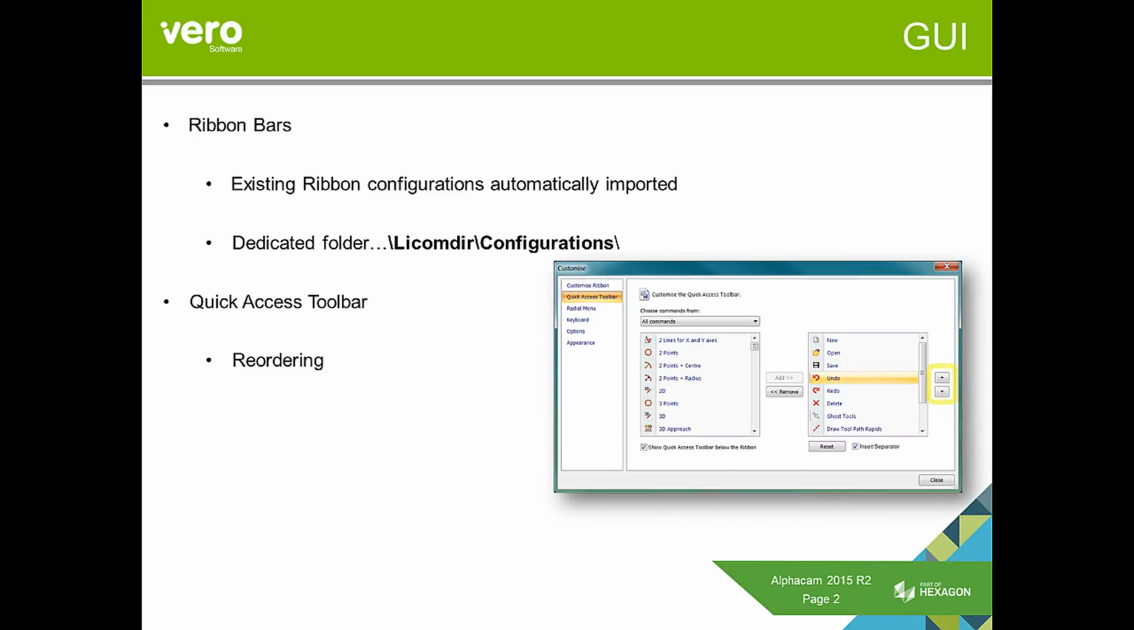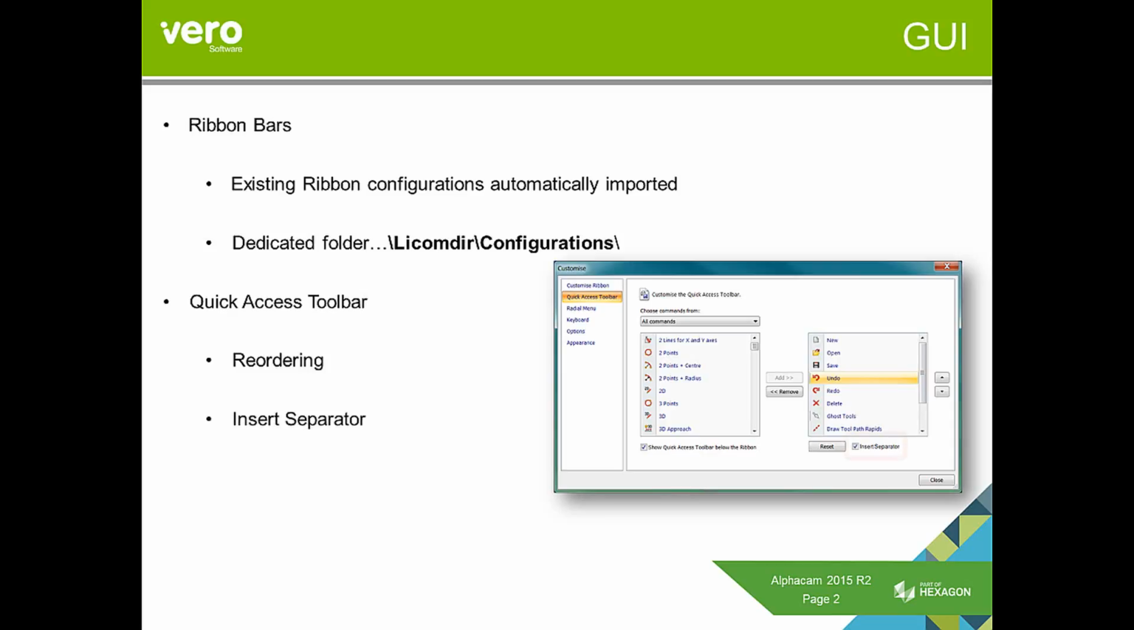With the quick access toolbar, we've now added the option to reorder it. Whereas before you could configure it, but any time you added items to it, they would be in a fixed order. And if you didn't like them in the order they were done, you had to remove everything and then go and add them all back in the required order, whereas now you can simply reorder them the same as we do with the tabs on the ribbon bar.